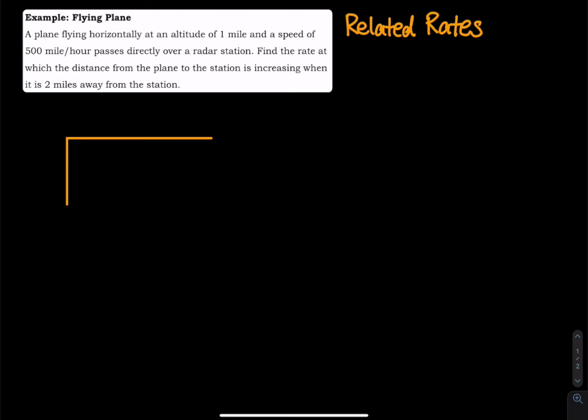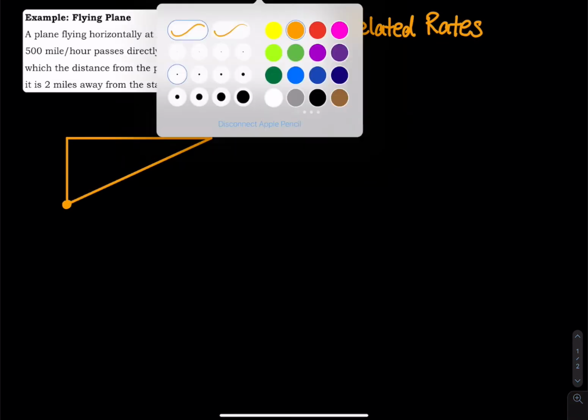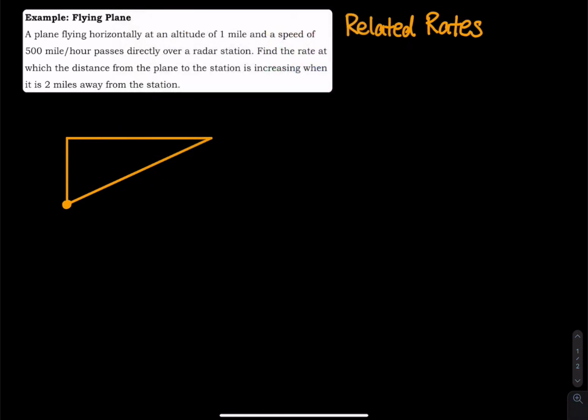So that means this is my radar station. And then find the rate at which the distance from the plane to the station. So the distance between the plane to the station is this. So basically we get a triangle, right? So let's label the picture. So first one is altitude of 1 mile. So this is 1 mile. So we draw 1 mile. And then we have a radar. What else? So for the rest, I am going to label the pictures right here.